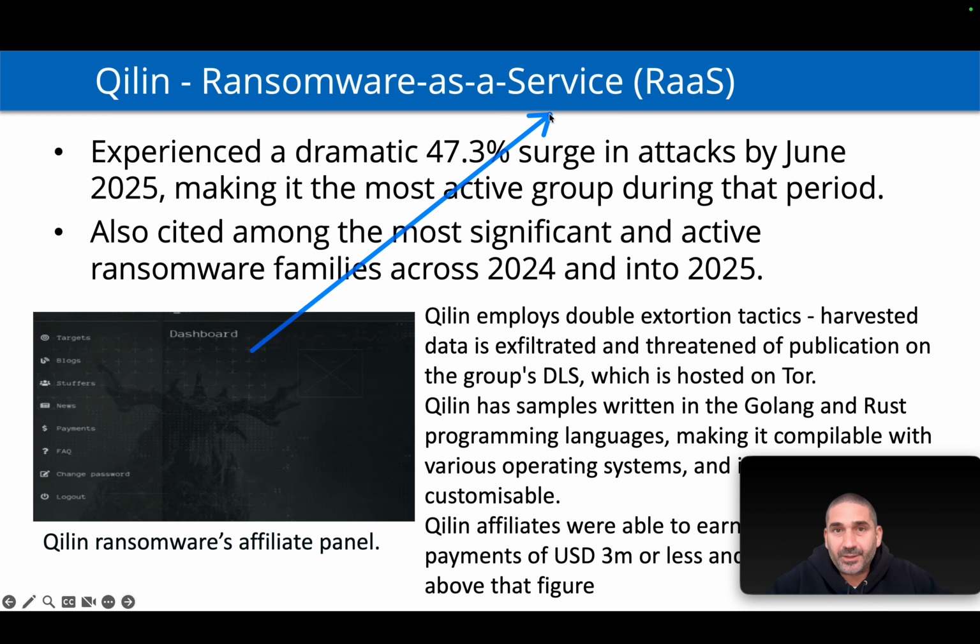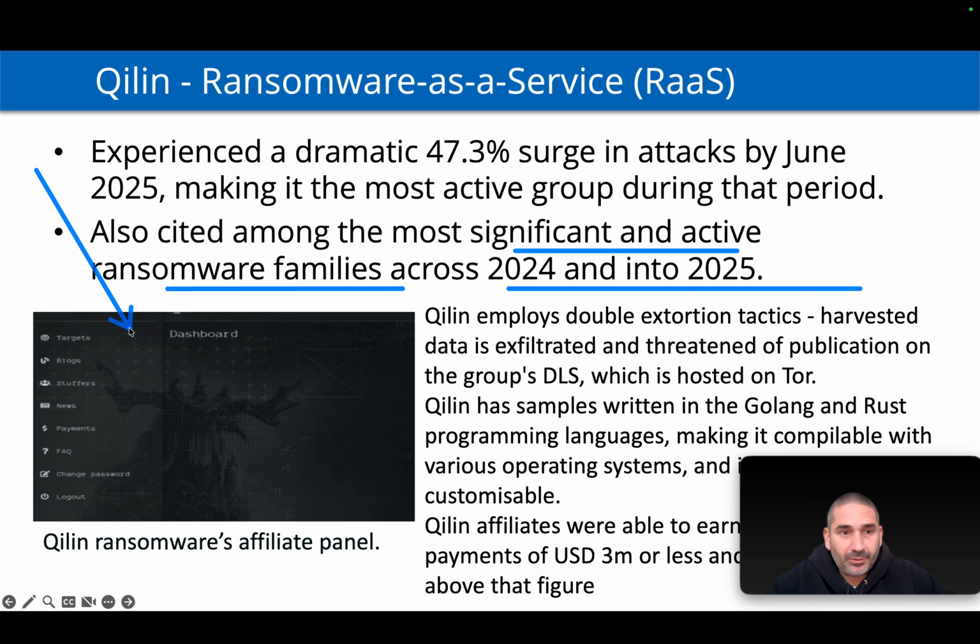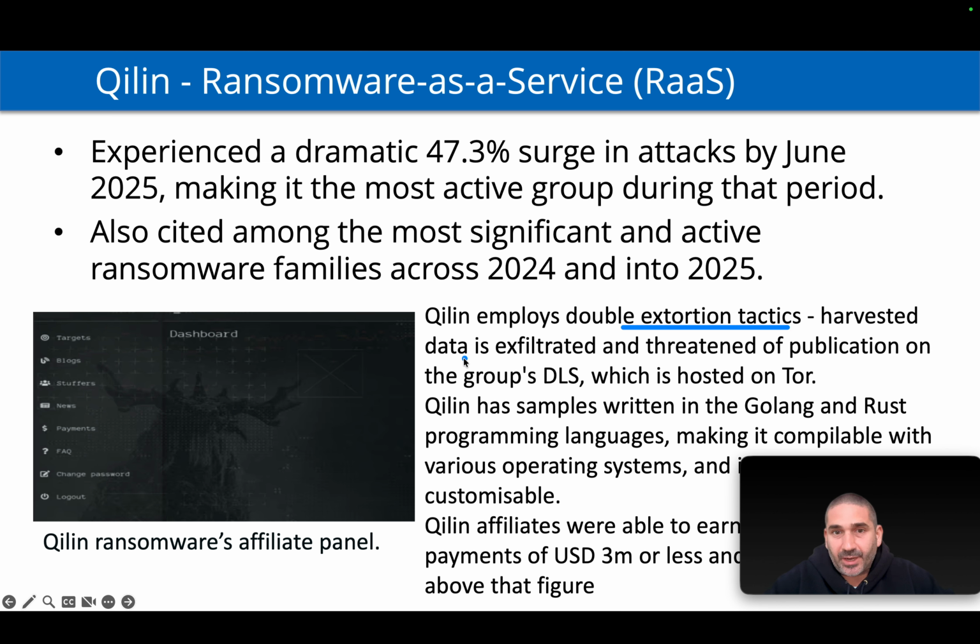Qilin is a ransomware as a service, which had more than a 47.3% surge in attacks by June 2025. So this is one of the most active groups during that period. It's also cited as one of the most significant and active ransomware families across 2024 and 2025. This is a screenshot of how it looks. It's a ransomware as a service, so it has an affiliate panel and uses double extortion tactics, usually when harvested data is exfiltrated and then threatened for publication on the group's DLS, which is hosted on Tor, the dark web, basically.